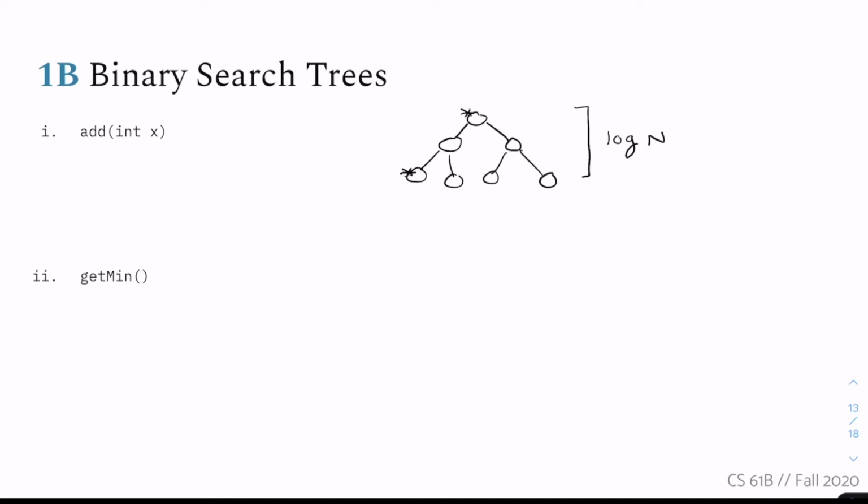So if I wanted to add, no matter what, I would have to make some log n comparisons and add a node maybe right there. It doesn't really matter. So the worst case will be theta log n. And the same thing will apply for get min, where you can go this way, and this is our minimum value. Log n. Great.